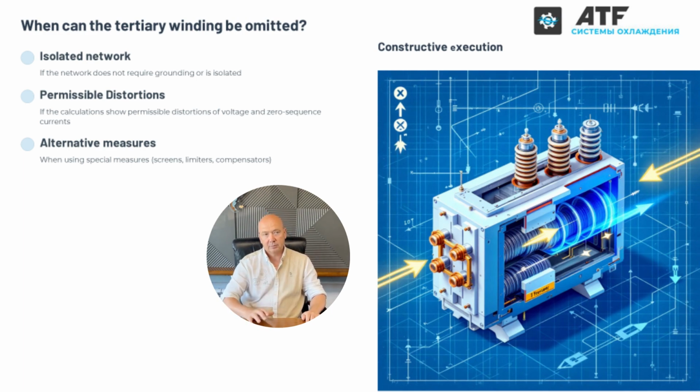Structural implementation. Possible design variants include inside the tank, placed on the lower yoke as a separate section between the high voltage and low voltage windings, or as a single layer winding if its power is relatively small. The location of the tertiary winding affects cooling efficiency and the mechanical strength of the transformer. For a tertiary winding rated at 1/3 of the main power, transformer cost increases by about 10%.